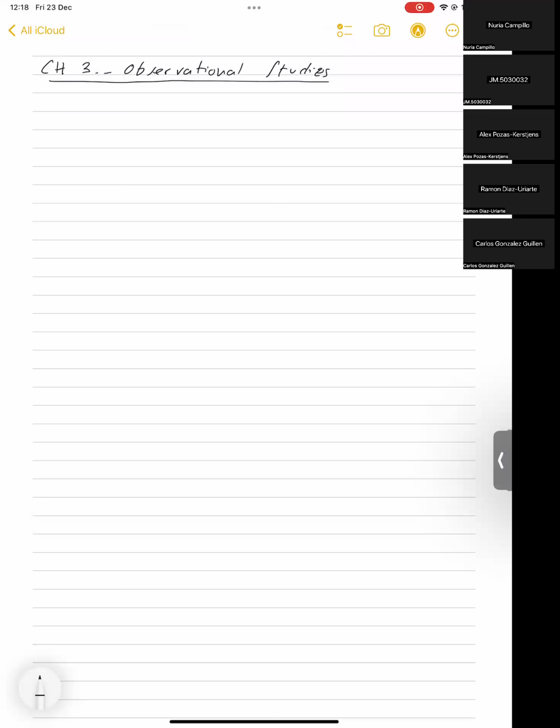I'm going to try writing on an iPad, because I think it's useful to write rather than doing slides or whatever. But it's sort of an experiment, so we'll see how it goes, and then in the future we can change the method.